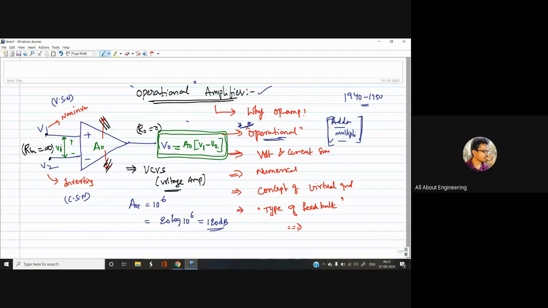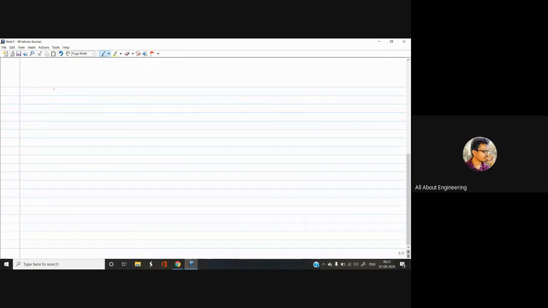Now, the electrical model of the op amp. This is also important because it will give you insight into how the op amp behaves. Let me draw it first for the ideal case so that it will be easy for you to visualize the practical case also.